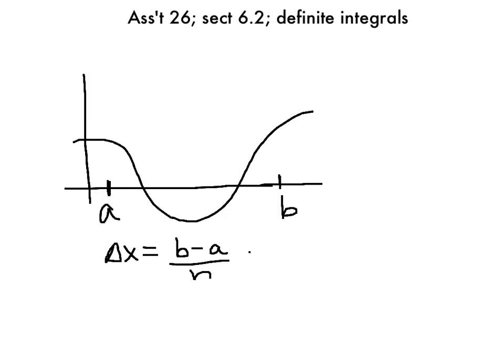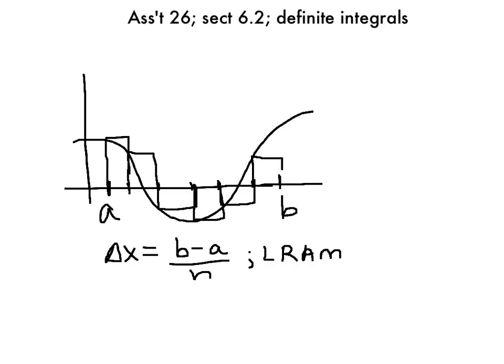Let's assume that we're going to be using LRAM, using the left-hand endpoints. So basically, if we think about breaking this up into a bunch of subintervals, or a partition, and we use the left-hand rectangles, we get something that looks like this. We see that some of these rectangles are above the x-axis, and some of them are below.